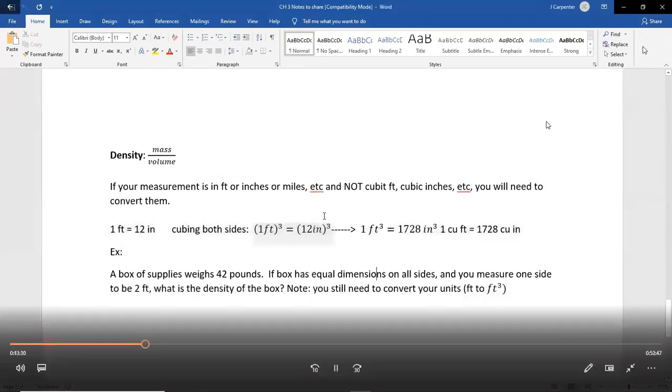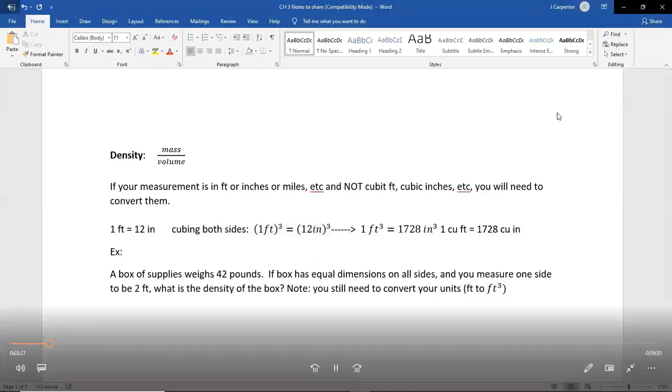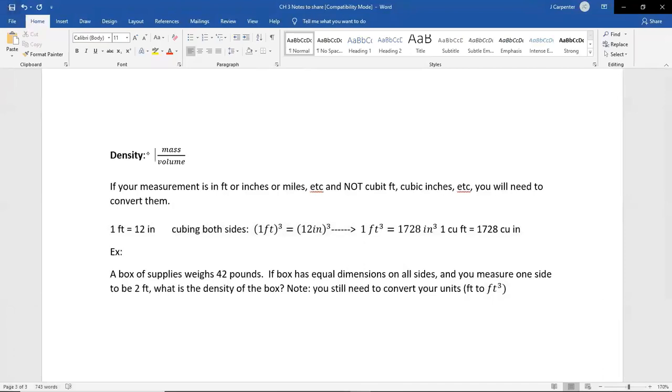So we've done everything from chapter 3 except for density, and here we are. So density is a ratio. Oh my, a ratio? What is that? I've never seen a ratio before in my life. Well, that's just a bold-faced lie if you're in this class. Ratio, fraction. So density is a fraction.